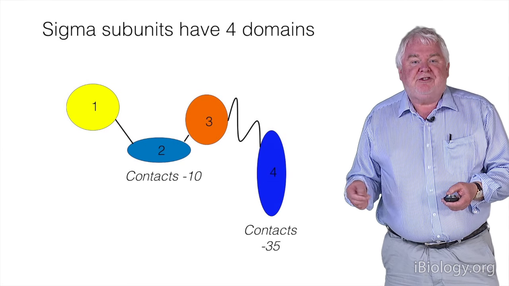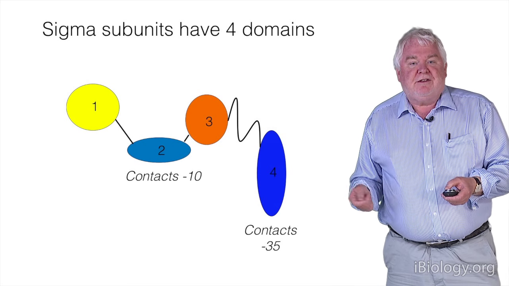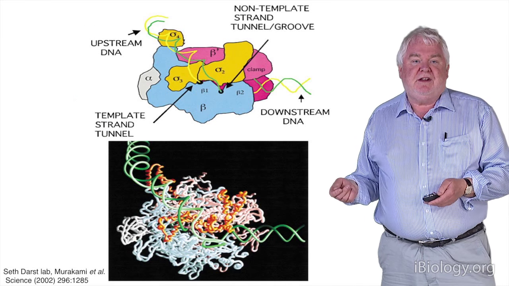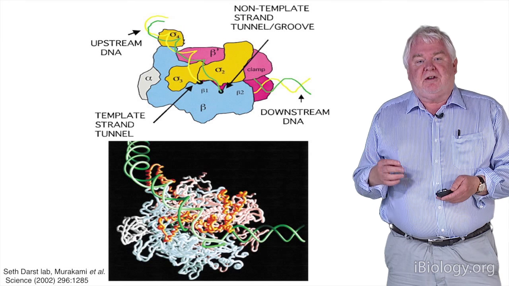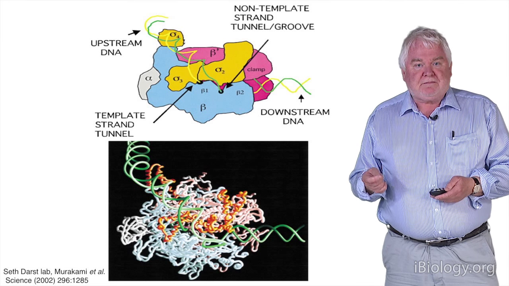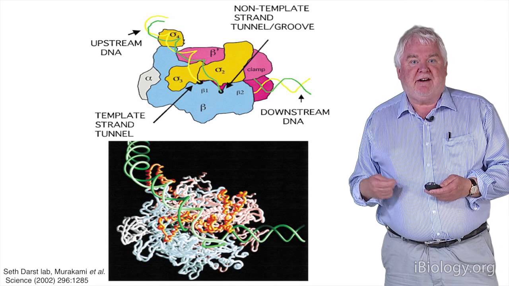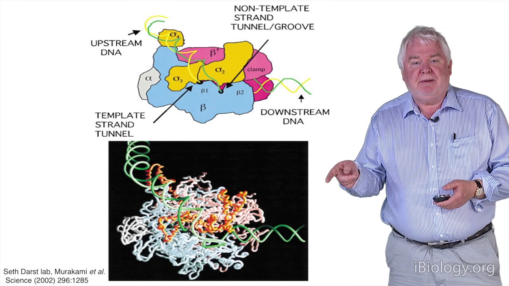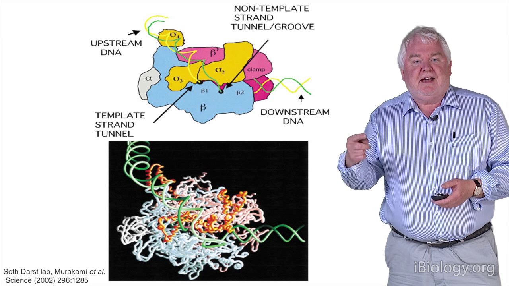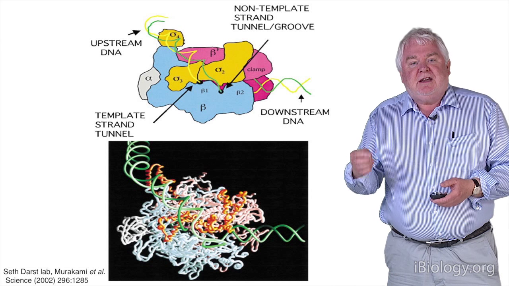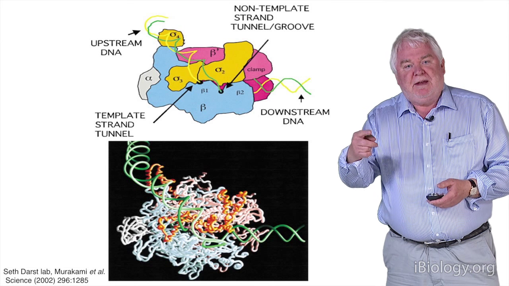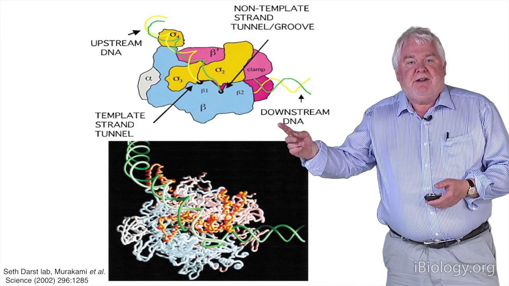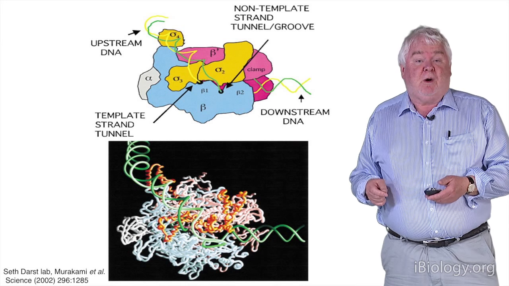Now, let me show you a sketch which hopefully will make this really clear for you. This is a sketch derived from some brilliant structural biology done by the Seth Darst lab about 15 years ago. Basically, the Darst lab solved the high-resolution structure of a bacterial RNA polymerase molecule carrying a sigma subunit. And what you can see, if you look really hard, is the crab claw, the beta and beta prime subunits, coloured light blue and pink. Some of the domains of the sigma subunit show up in their structure, shown in this gold structure. So we have domain 2, domain 3, and domain 4. Actually, in this structure, domain 1 doesn't show up.